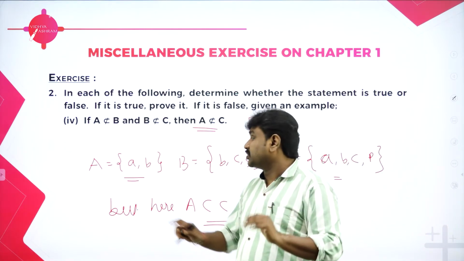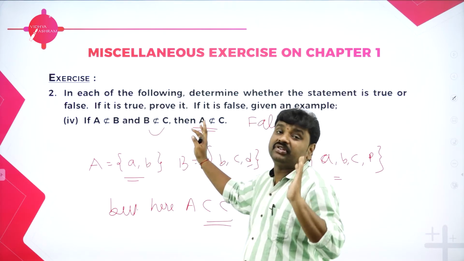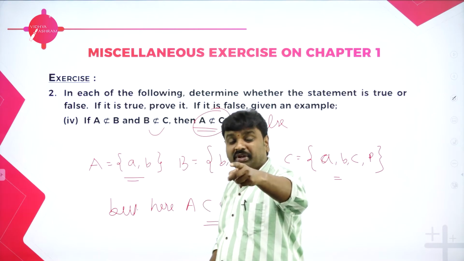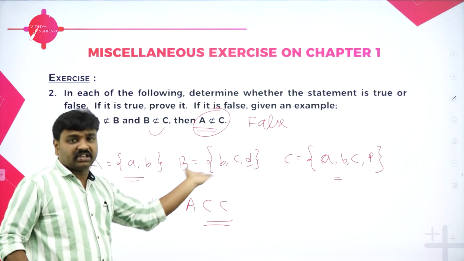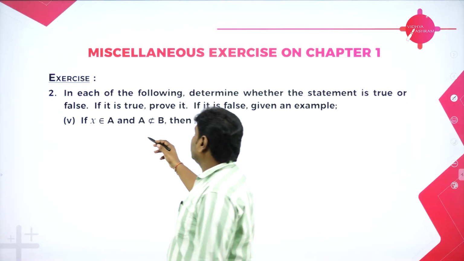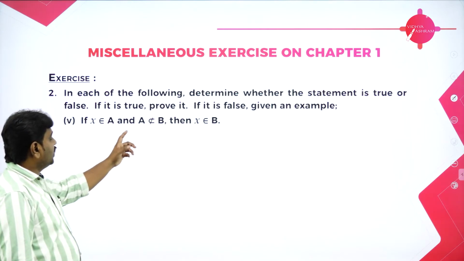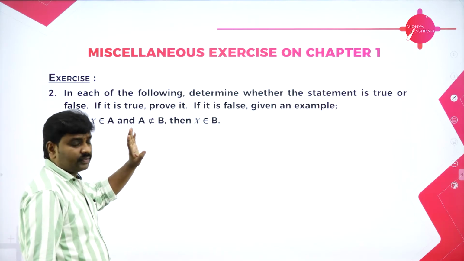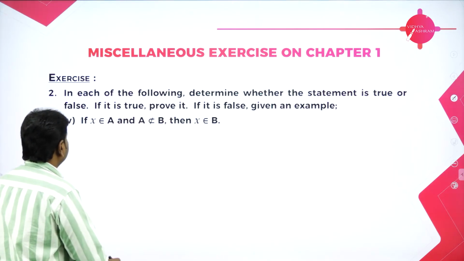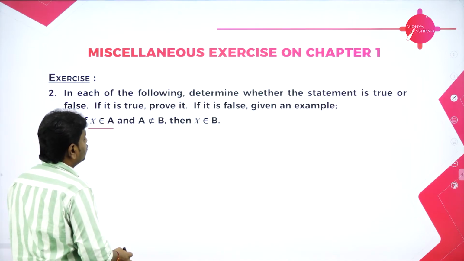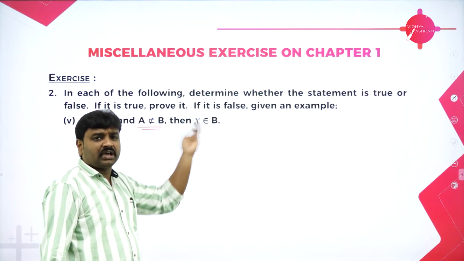What is the conclusion? If one set is not a subset of another set, and that set is not a subset of a third set, the first and last need not hold this relation. If A is not a subset of B and B is not a subset of C, A is not necessarily not a subset of C. Here I proved A is a subset by taking an example. Next, if x belongs to A and A is not a subset of B, does x belong to B? A is not a part of B, but x is there. If it's not a subset, x may be present in B also.